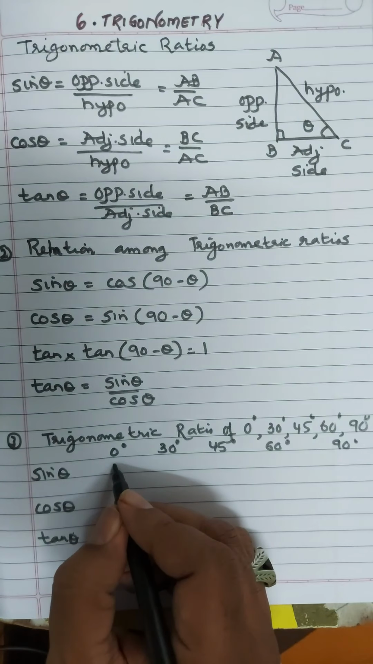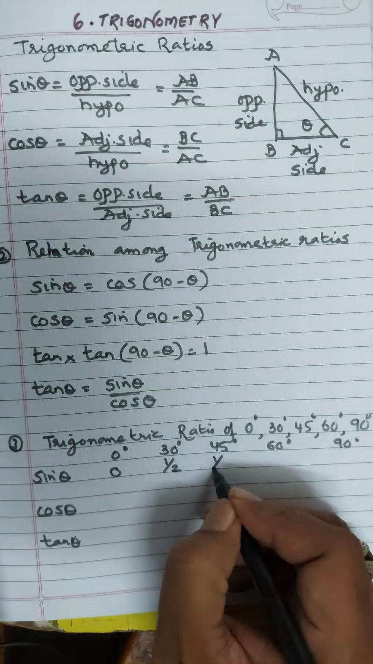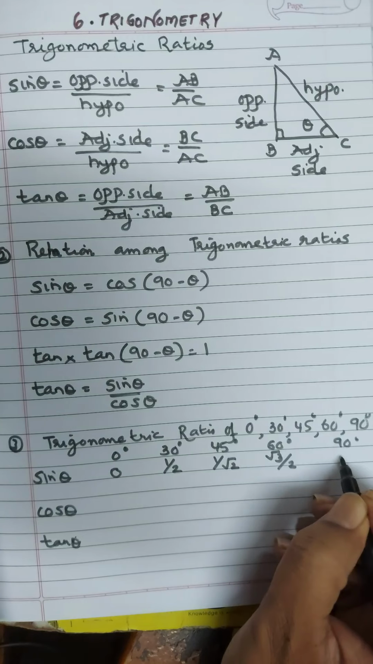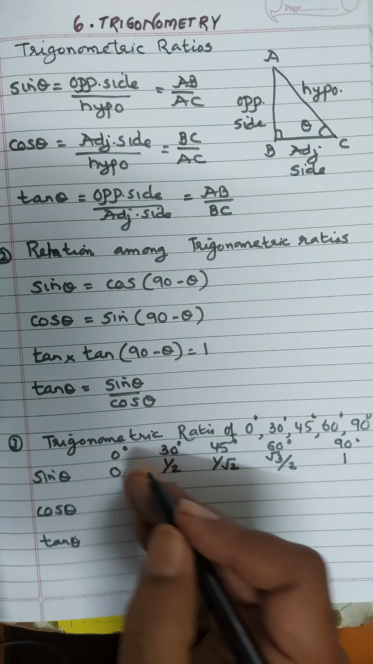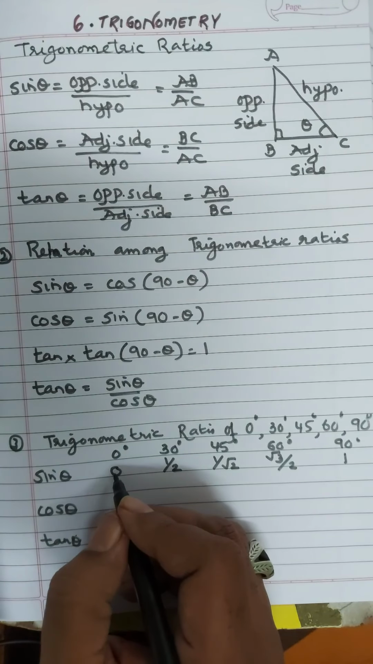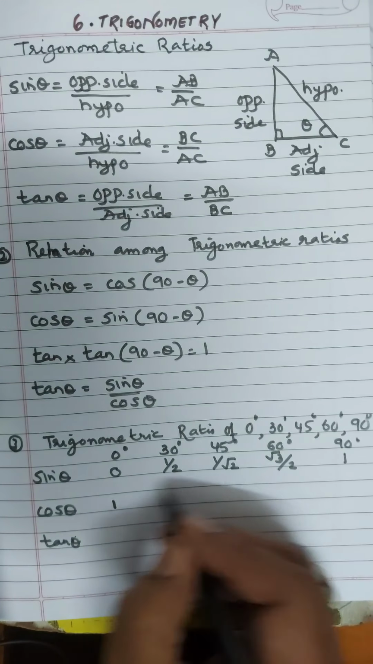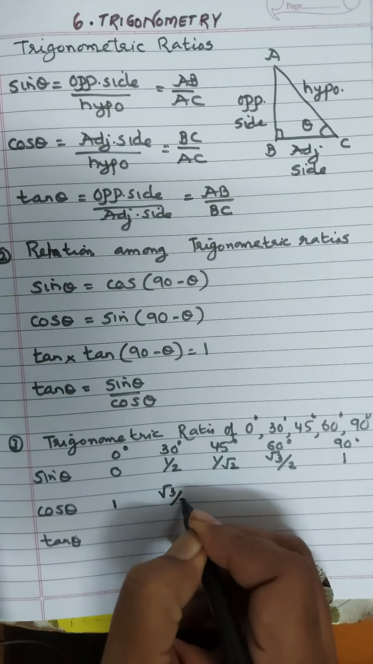For sin theta, 0 degree is 0, 30 degree is 1 upon 2, 45 degree is 1 upon root 2, 60 degree is root 3 by 2 and 90 degree is 1. Now the cos theta values are the reverse of sin theta. Sin theta at 0 degree is 0, so at 90 degree it is 1. So cos theta at 0 degree is 1, 30 degree is root 3 by 2, 45 degree remains the same on both sides, 60 degree is 1 upon 2 and 90 degree is 0.